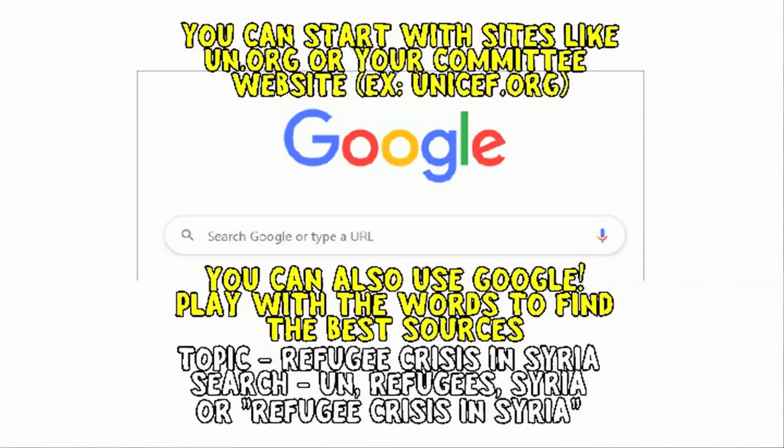I could type in UN, refugees, Syria. And I can just play with the words, and maybe I just say refugees in Syria or something like that and see what I can find. The reason why I type UN there is because then it'll be more specific to United Nations, or I could type United Nations in parentheses, for example.